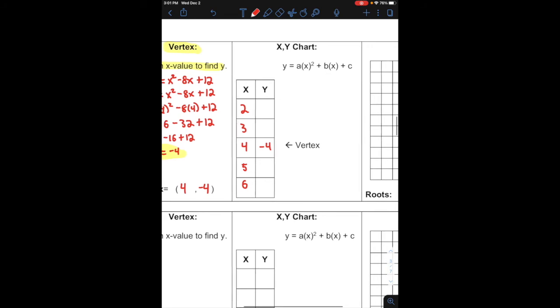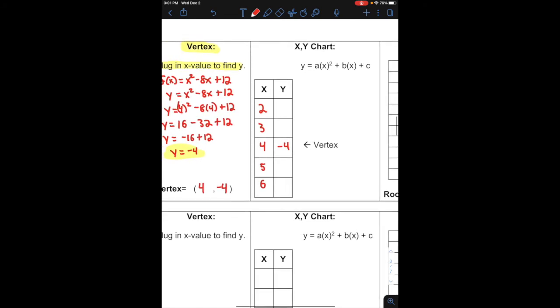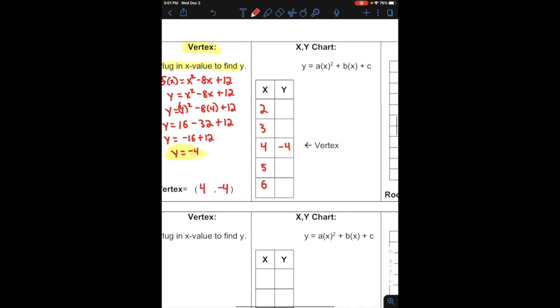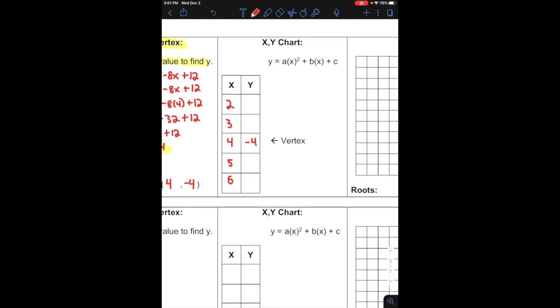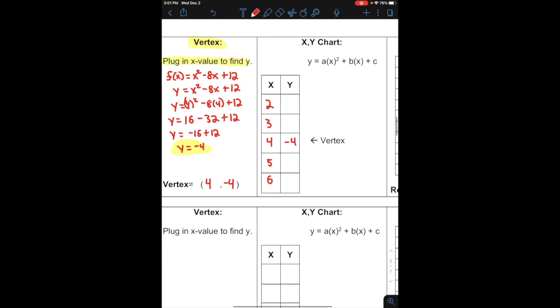How are we now going to find the y values? Well, just like we found the y value for the vertex, we will be plugging these x values into our function to find the y values. For example, I'm going to again write down our function. Y equals x squared minus 8x plus 12. And I'm going to substitute each x value into our equation to find the y value. The first one I'm going to do is 2 to get 2 squared minus 8 times 2 plus 12.